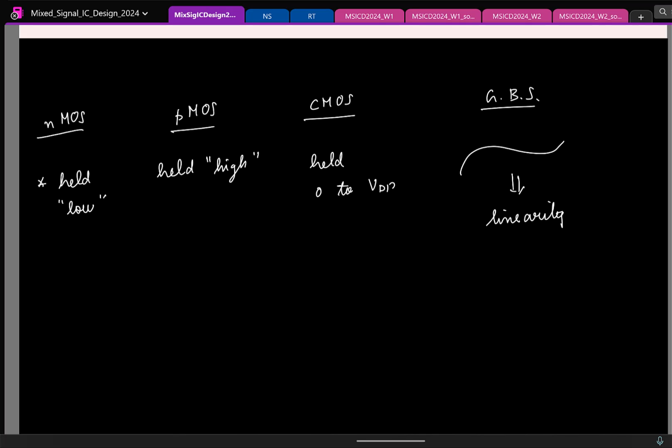Cool. So hopefully now you guys have an understanding of what will happen if the switch has some on resistance, and how you can choose what kind of switch depending on the signal the switch is seeing, right? So that is the first non-ideality.